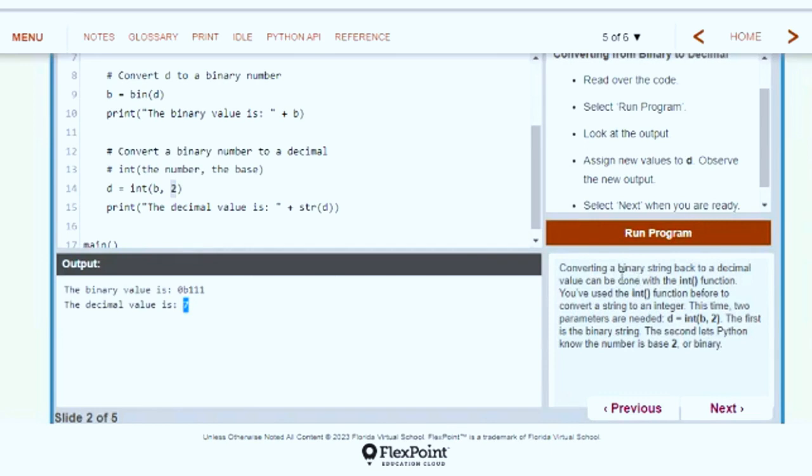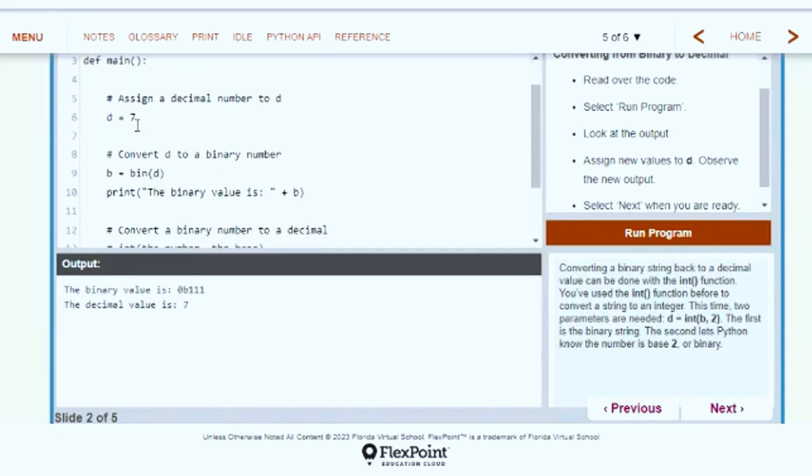So it says converting a binary string back to a decimal can be done with the integer function. We told it make it an integer again, back to an integer. This time 2 parameters needed. The first is the binary string. The second lets Python know that the number is base 2. So when we put the number in there, we have to tell it what this number is based on. Is that a decimal number I'm entering? Is that a hexadecimal number? No, I put 2 to let it know, oh, that's a binary number. Convert it to an integer. Because binary is base 2. So I have to tell it what base I'm using.